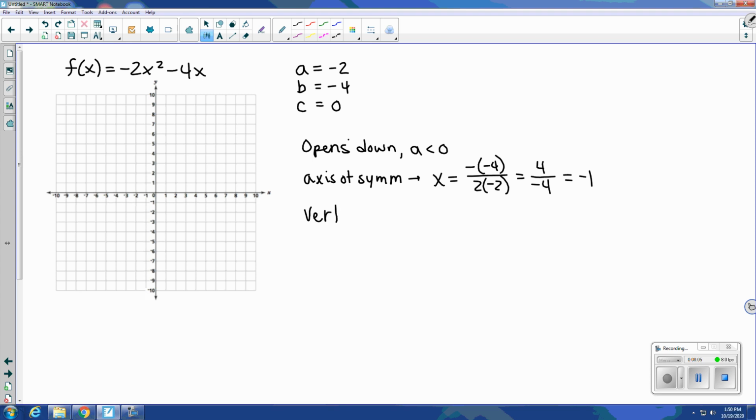That's going to help me out with my vertex, because the relationship is the axis of symmetry value is equivalent to the x coordinate of my vertex. So it's at negative 1. To find the corresponding y coordinate, we're going to evaluate the function at negative 1. So let's do that work off to the side here. F of negative 1, plug in negative 1 to x. Negative 1 squared is positive 1 times negative 2 is negative 2 plus 4 is positive 2. So we're going to have a vertex at negative 1, 2.